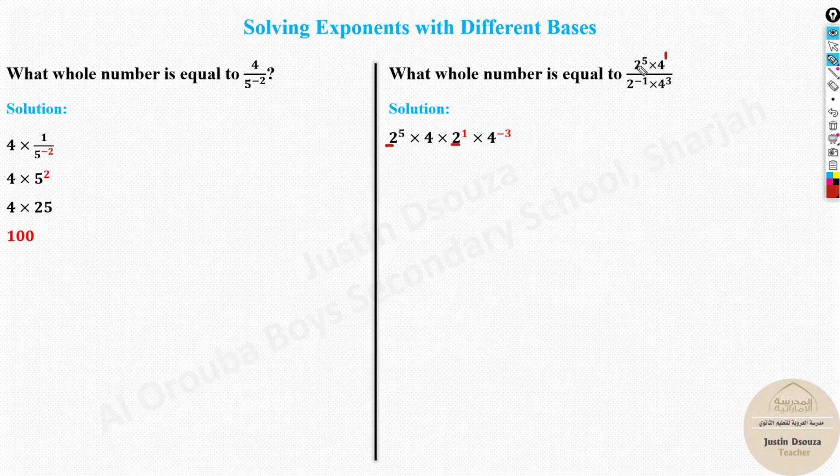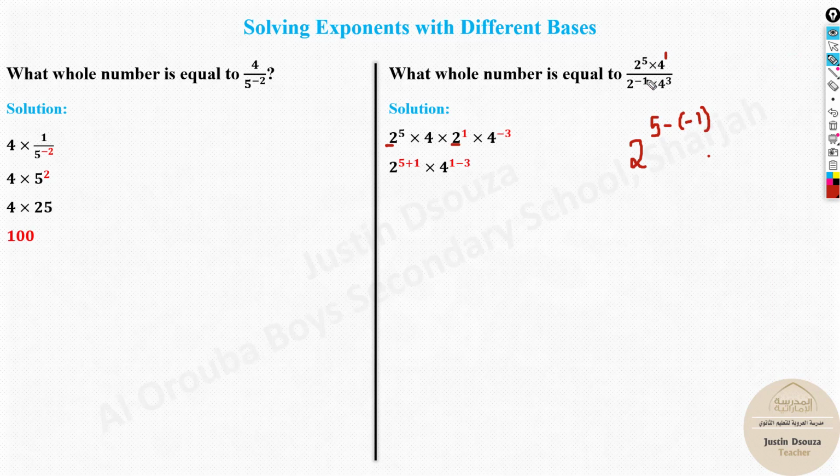Or you can do it directly if it's divided by each other. If they are multiplied, then you add the power. If it's divided, you subtract the powers. That means it's going to be 2 to the power 5 minus of minus 1. This is what it would look like. Over here now, since we brought it up already, it's going to be 2 to the power 5 plus 1, 4 to the power 1 minus 3.